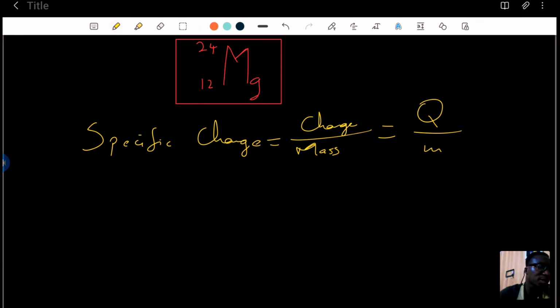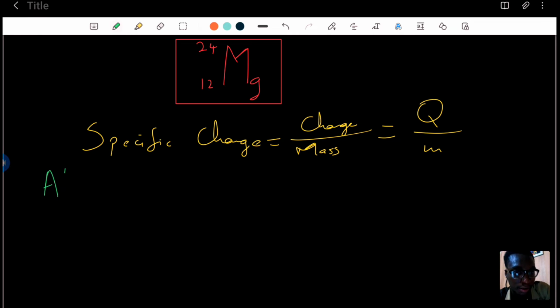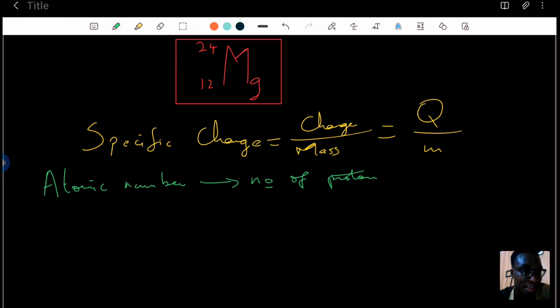Now the next thing is you check what you're given. How many protons do you have in magnesium? Just to state, in case you're having issues with that, the atomic number gives the number of protons in an atom or in an ion, as the case may be. The atomic number here is 12, so you've got 12 protons in magnesium.